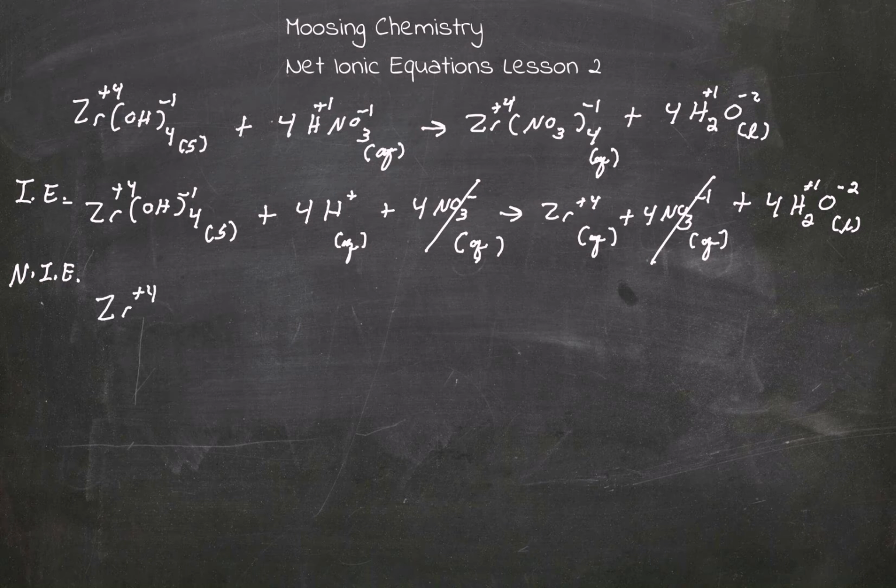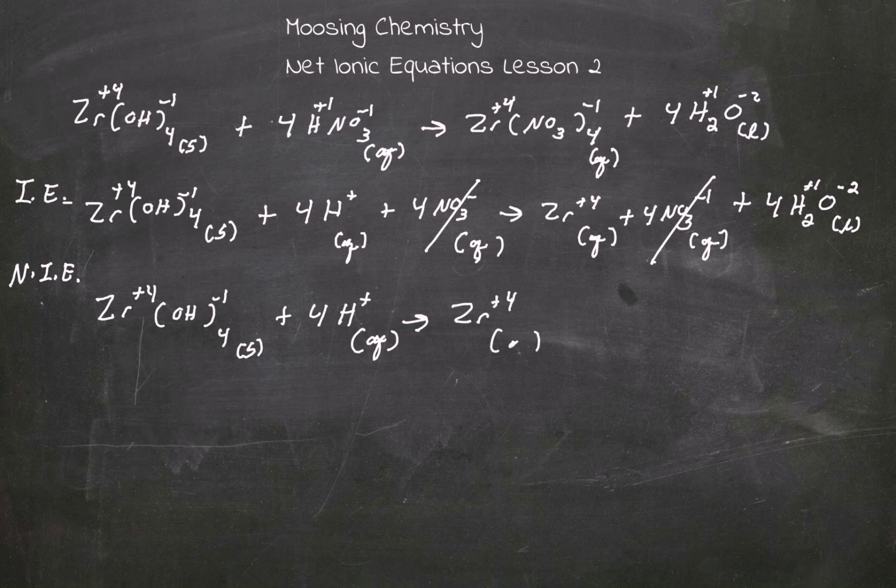Zr(OH)4 as a solid plus 4H+ aqueous yields Zr 4+ aqueous plus 4H2O. That's pretty cool. Amazing.